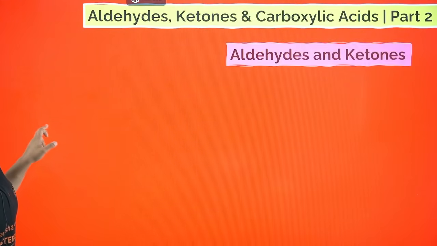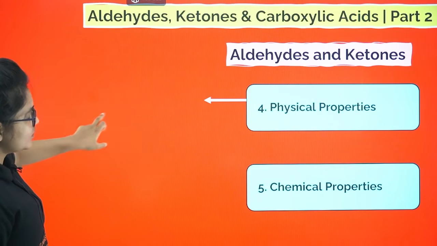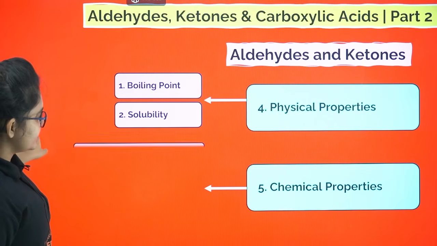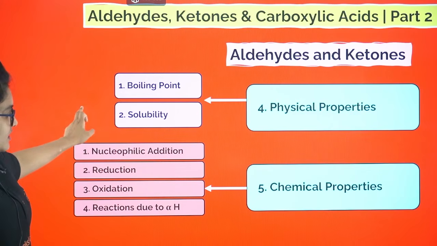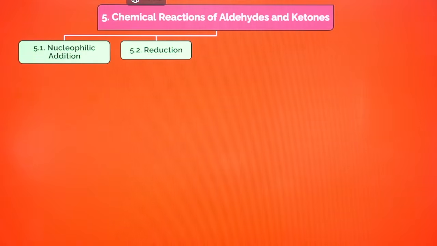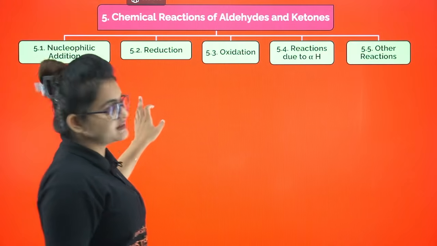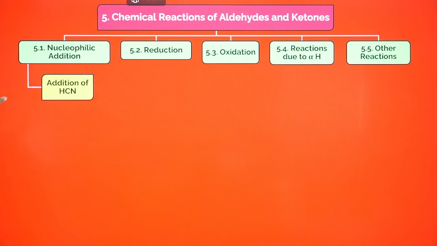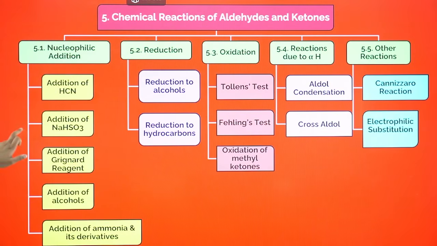Let's proceed. Here we will study the physical and chemical properties of aldehydes and ketones. Physical property we already did, sorry. Now for chemical property we will study nucleophilic addition, reduction and oxidation, and reaction due to alpha hydrogen. Other reactions are also there. Chemical reactions of aldehydes and ketones is a very important portion. First is nucleophilic addition, reduction, oxidation, reaction due to alpha hydrogen and other reactions. First we will focus on nucleophilic addition. So many things will come. Here comes the entire chart, and one by one we will study.